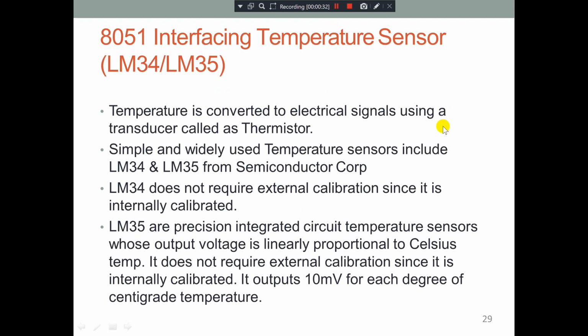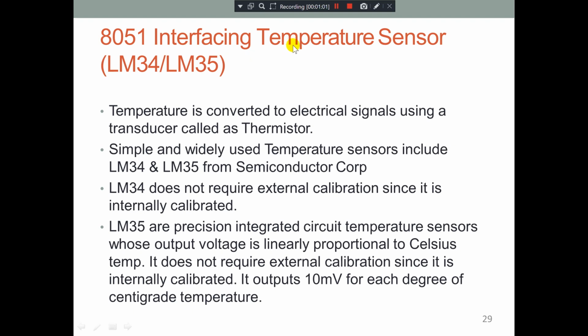So, 8051 interfacing with a temperature sensor. Here we are using LM35 or LM34. We are going to interface the temperature sensor with the 8051 microcontroller, and here we are measuring the room temperature. We convert that analog signal to digital form, and only then will the microcontroller understand the value of temperature.